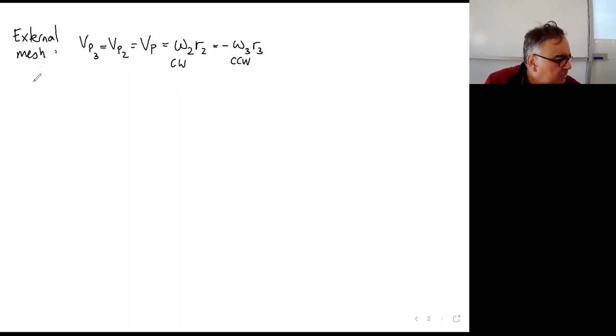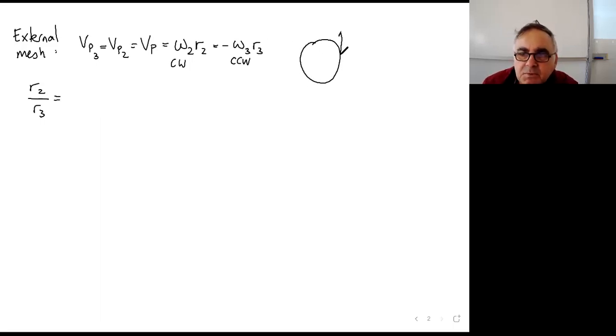Whereas for an internal mesh, this will be kind of different. But okay, let's continue with the external one. By the way, you understand that if this is VP, if this is omega, and if this is R, omega times R is the VP, as you know. Therefore, R2 over R3 is minus omega 3 over omega 2.